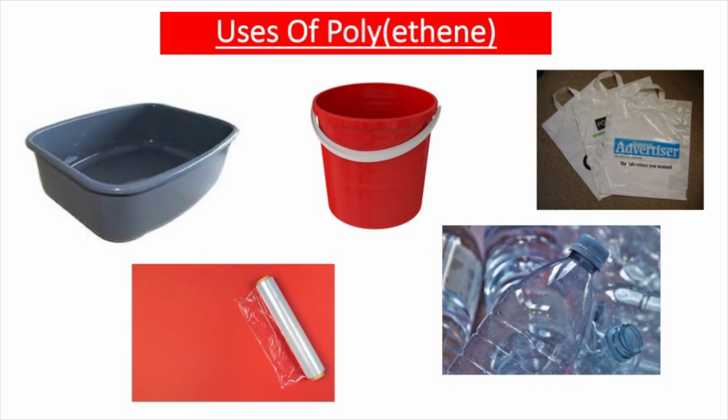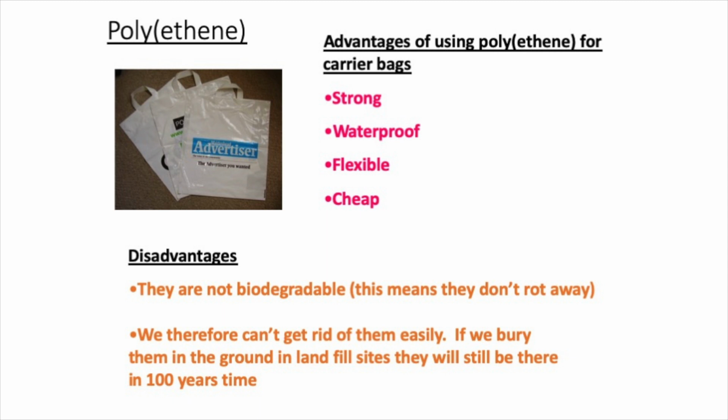Now polyethene is used to make lots of different products. For example, it's used to make carrier bags, washing up bowls, plastic buckets, food wrap, and drinks bottles. The reason it has these uses is because it's strong, light, waterproof, flexible, and cheap to make. These are just some of the reasons why polyethene has these uses.